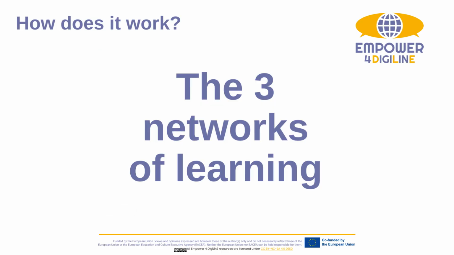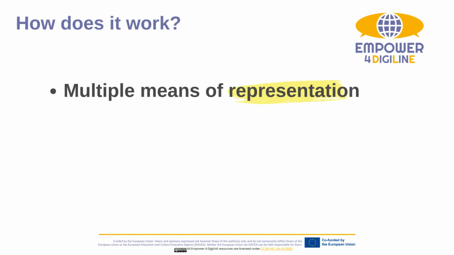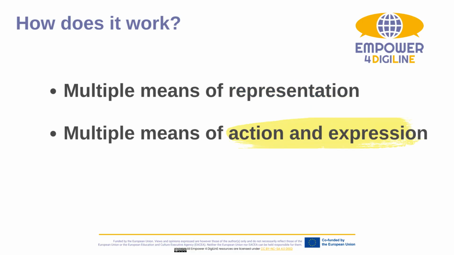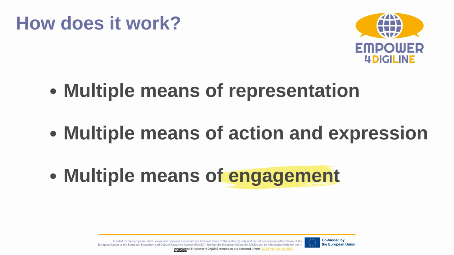UDL is based on three core principles, or what we call the three networks of learning. Multiple means of representation, how students receive and understand information. Multiple means of action and expression, how they show what they've learned. And multiple means of engagement, how we motivate and involve them in the process. In simple terms, give students different ways to learn, do, and participate.